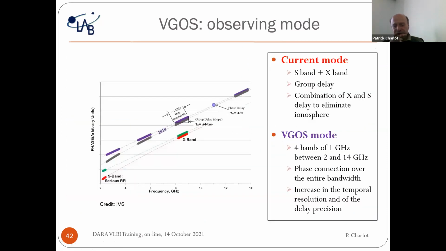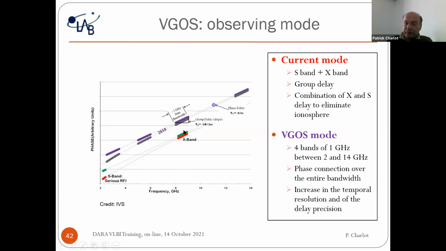So I would like also to mention that I said you use a wider bandwidth, but you also observe with a different scheme. This may be a bit complicated, but I will try to explain it. This is the frequency, and this is basically the phase that you observe. Today, you observe at X band, 8 GHz, and S band. And you record roughly 500 megahertz bandwidth, okay?